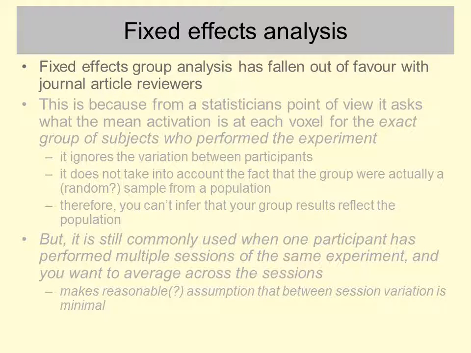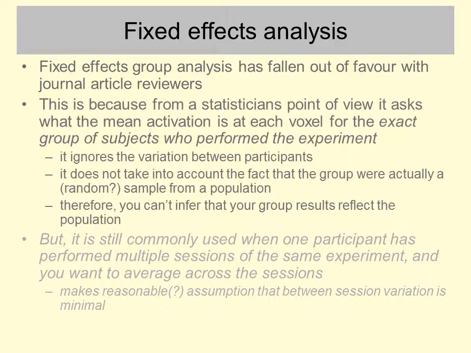Now, fixed effects analysis has fallen out of favour with journal article reviewers and editors, and it's difficult to publish those now when they're used to perform group analysis. And that's because, from a statistician's point of view, what you're asking is, what is the best estimate you've got of the mean activation at each voxel for a particular contrast for that exact group of participants who performed the experiment. You're ignoring variation between participants.